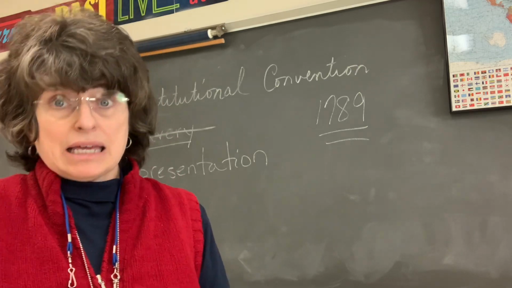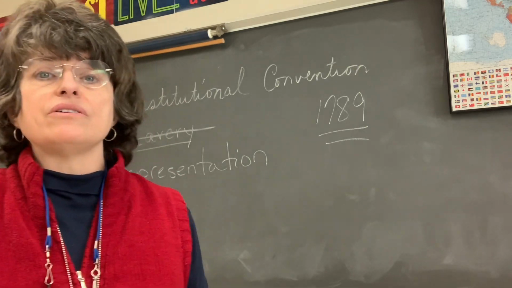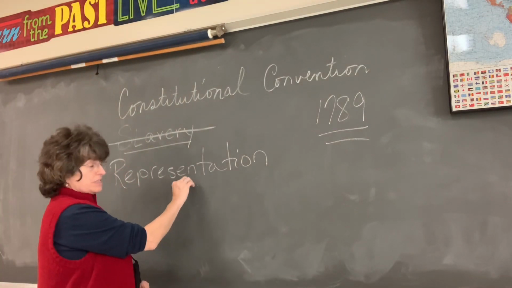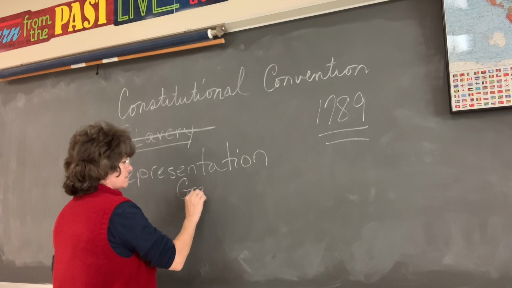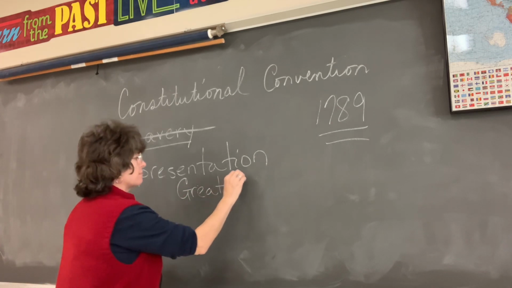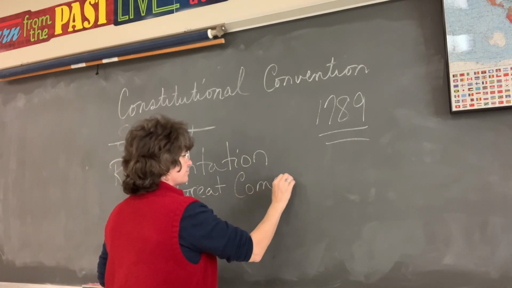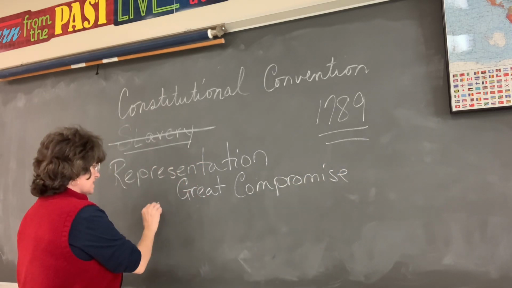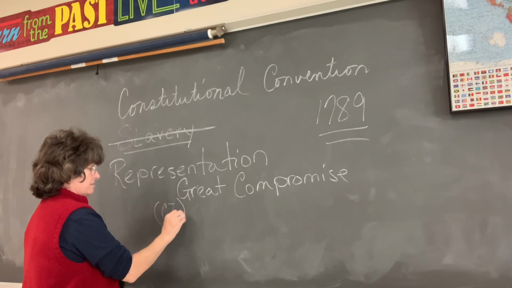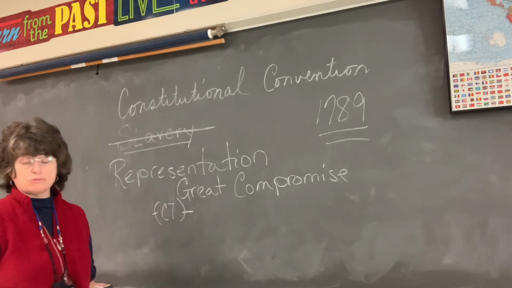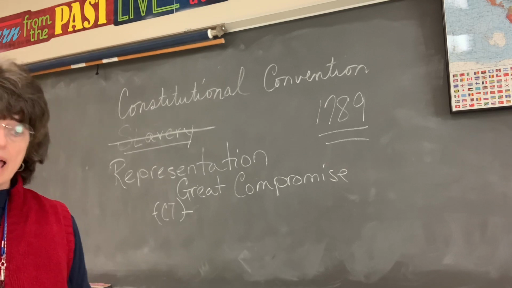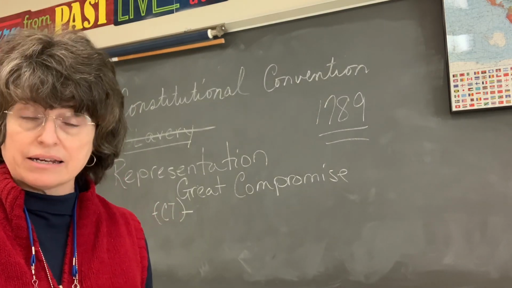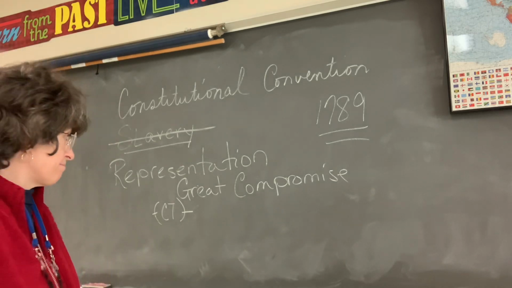They liked being equal. So one of the things that's going to eventually emerge is known as the Great Compromise. And it has to do with representation. The Great Compromise, which is also known as the Connecticut Compromise. CT is the postal abbreviation for Connecticut. And it's called the Connecticut Compromise because the man who came up with it was from Connecticut. His name was Roger Sherman.